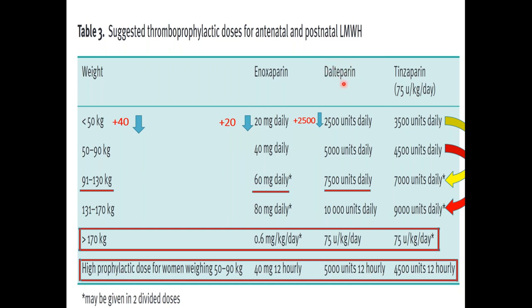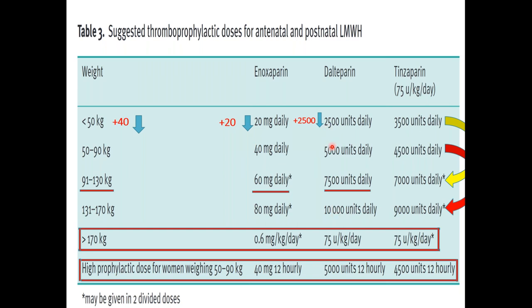Regarding the dalteparin dose, we add 2,500. Look here with the dose. For 50 kilogram, the dalteparin dose is 2,500 unit daily. If you add 40 here, 50 to 90, we increase the dose to 5,000. Here 91 to 130, 7,500 unit per day, and here 131 to 170, 10,000 unit daily.